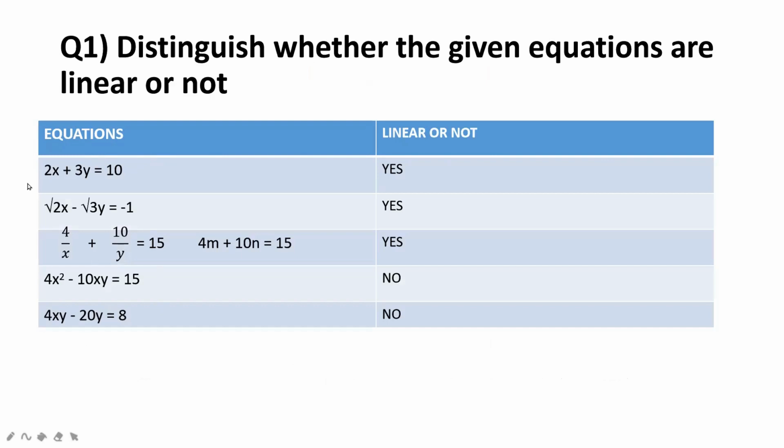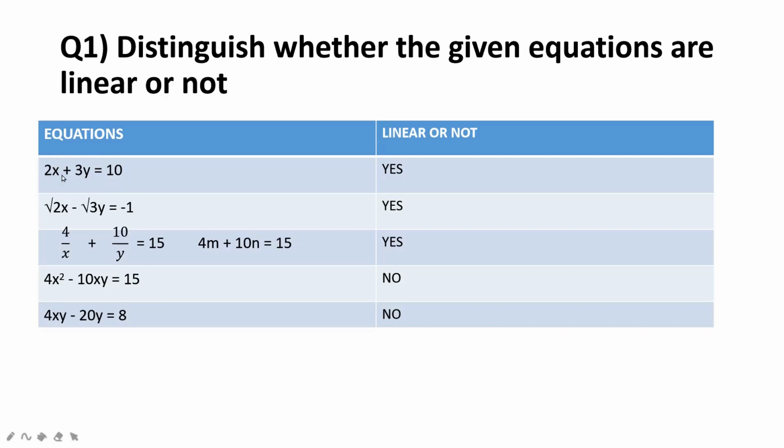Okay, so let's start. So the first equation we have is 2x plus 3y is equal to 10. So in the previous slide, we saw the conditions for any equation to be linear. The conditions were that any equation should have two variables and both the two variables should have their degree as 1. So we will check.